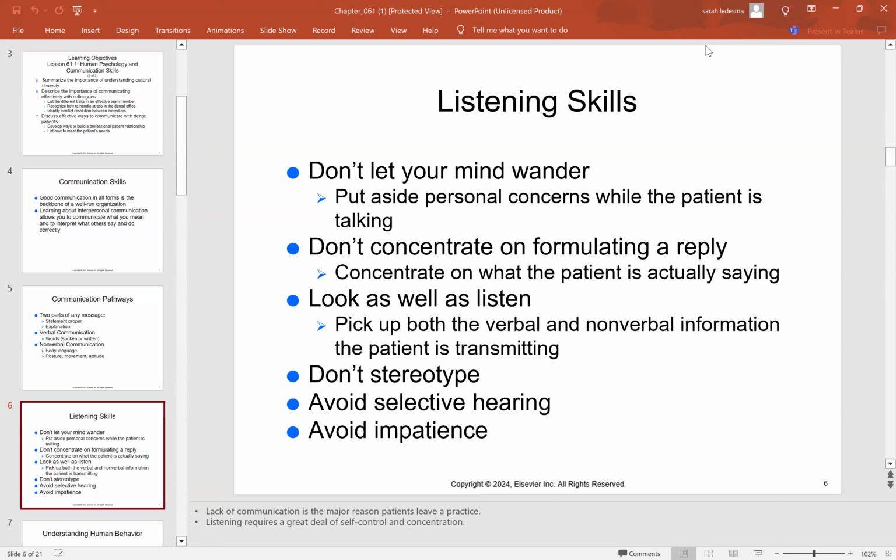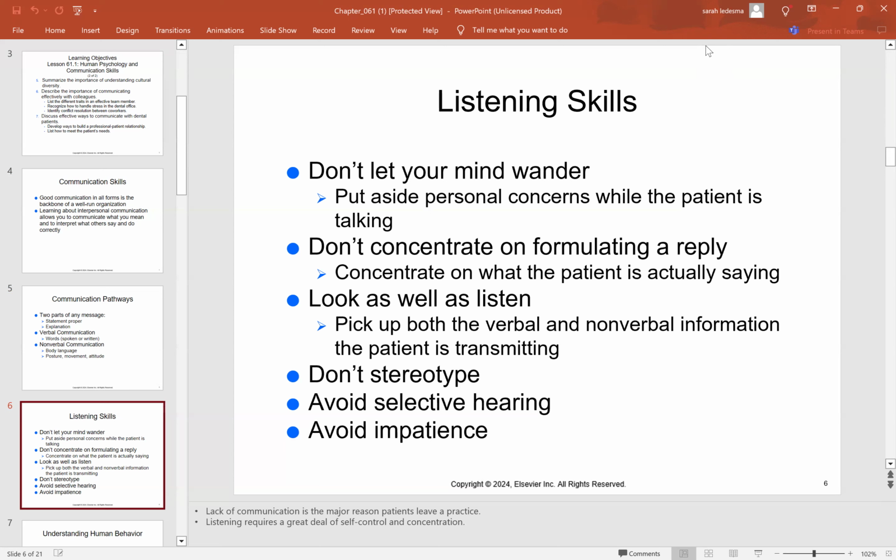Listening skills. When we're listening, we don't want to let our mind wander. Put aside personal concerns while the patient is talking. Don't concentrate on formulating a reply. You should be concentrating on what the patient is actually saying.